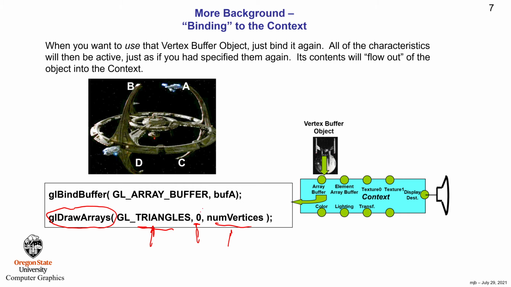And the reason they have a starting index is if you want to be even more efficient, you put several objects worth of vertices in that one buffer object. And now you say, oh, draw the first 1,000. Oh, now draw the next 2,000. And so you don't even have to load multiple vertex buffers. It just stays on the same docking port.